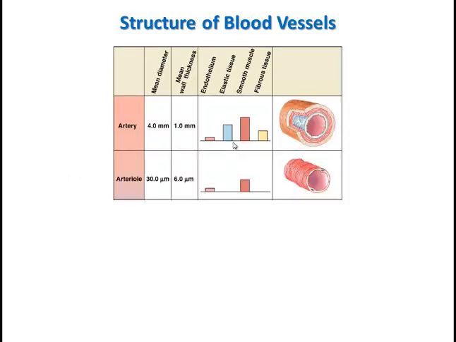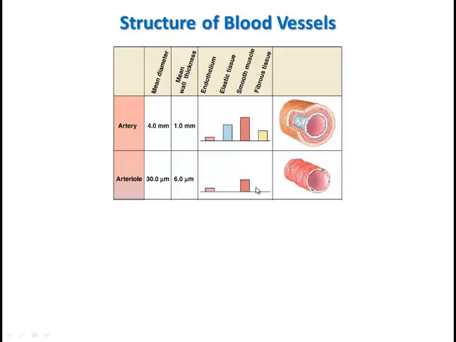Moving to the arterioles, you notice that the mean diameter has gone down considerably, so much narrower vessels, and the wall thickness is much thinner than in the arteries. And when you look at the composition of the wall, you notice again that endothelial layer that is continuous throughout the cardiovascular system. But you note the absence of elastic and fibrous tissue.